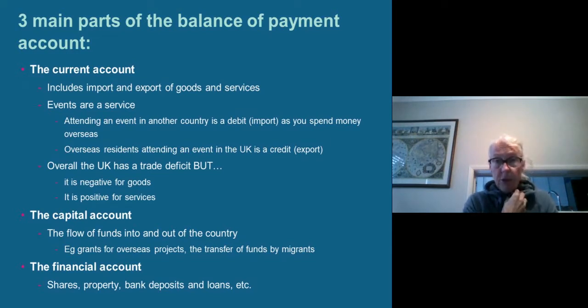And then there's two other parts of the balance of payment account. One is the capital account, and this is basically the flows of funds in and out. So this could be grants that the UK government gives for overseas projects, or it could be just a transfer of funds by migrant workers. It's those sorts of things. And then there's the financial account, which is to do with shares and property ownership, bank deposits and loans and things like that. So really, mostly, we're interested in the current account from an events management perspective.